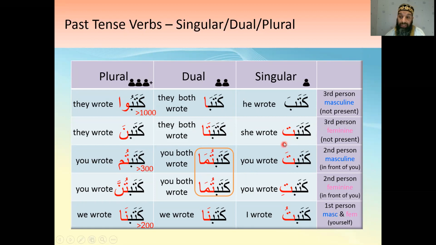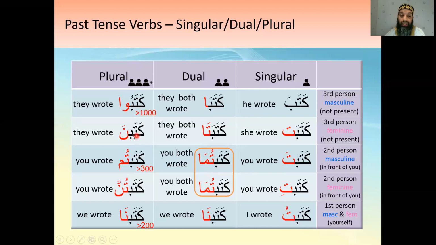So dhalama means to oppress. He oppressed. How do you say she oppressed? Dhalamat. How do you say them two women oppressed? Dhalamata.